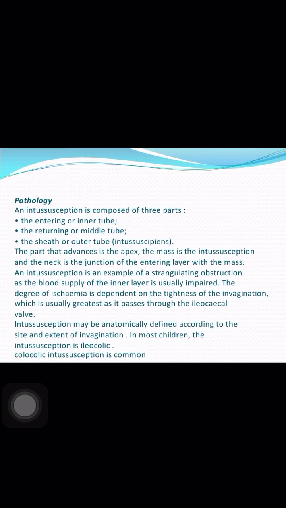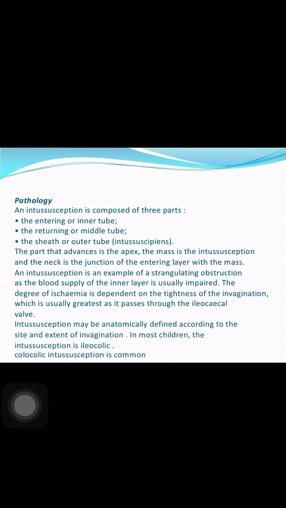What is the pathology of intussusception? Of course the intussusception consists of 3 parts. The intussusceptum, which they call the inner tube or retaining middle tube, and the sheath, which is the outer tube, which is the intussuscipiens. The part that advances is the apex. The mass is the intussusception and the neck is the junction of the entering layer with the mass.